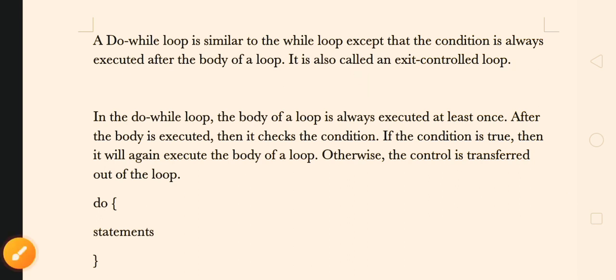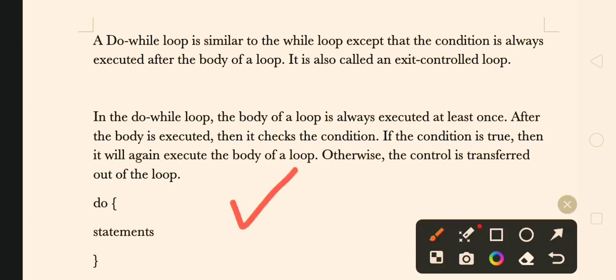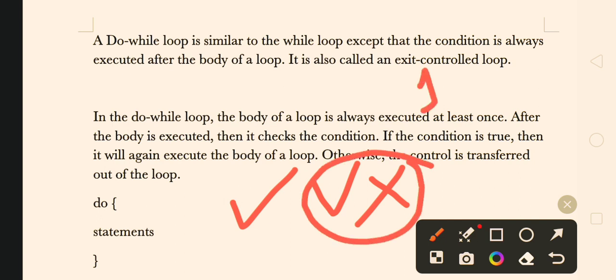In the do while loop, the body of the loop is always executed at least once. In the while loop, if the condition is true, then only the body will be executed. But in the do while loop, it doesn't matter whether the condition is true or not true. The body will be executed at least once.